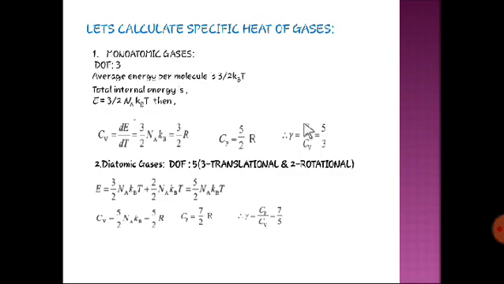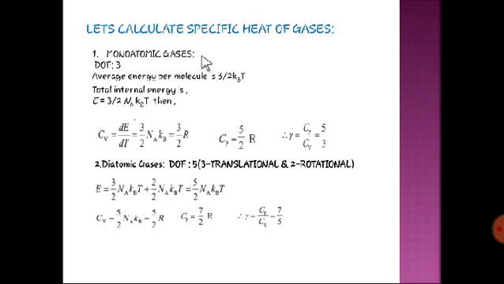And now by taking the ratio of both the specific heat capacities, we get gamma. That symbol is known as gamma. So gamma is nothing but Cp upon Cv. For monoatomic, it is 5 by 3, because 2 will get cancelled, right? So we get 5 by 3. So this is for monoatomic gases.